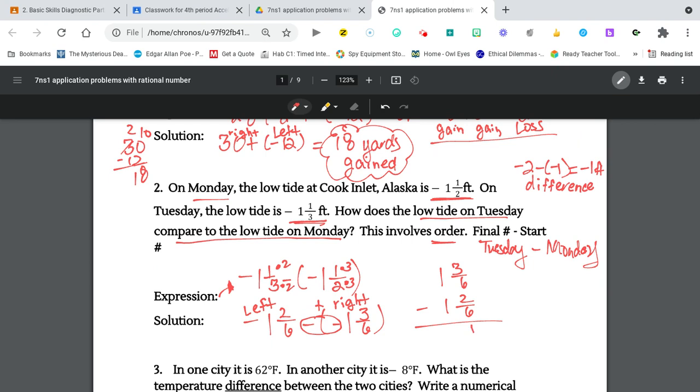So I see that I can subtract. I don't have to regroup. And it's more to the right. So I see that it's equal to 1/6 of a foot more. So in other words, the tide increased. It went up. So here it was -1 1/2 foot. On Tuesday it was -1 1/3 foot. So it increased 1/6 of a foot. Okay. So from Monday to Tuesday, the tide increased 1/6 of a foot.